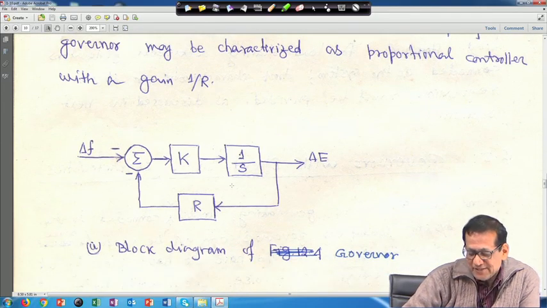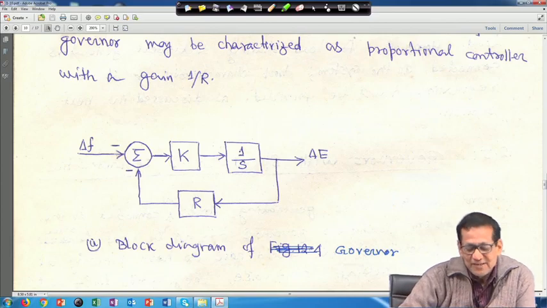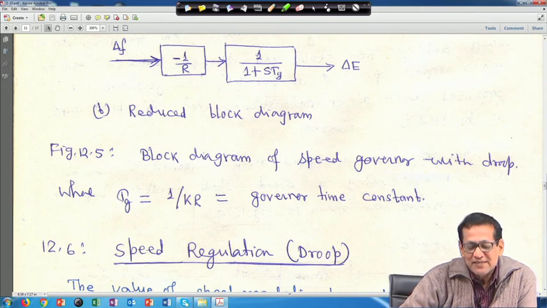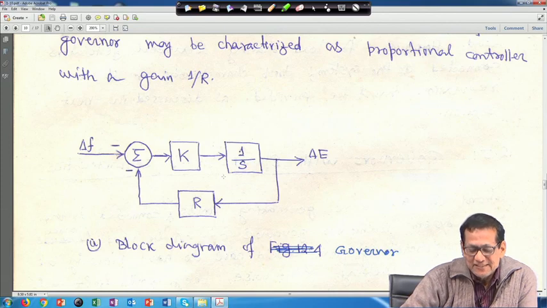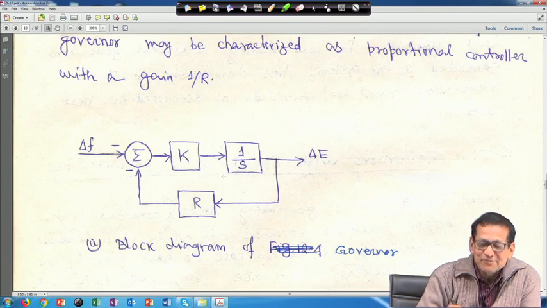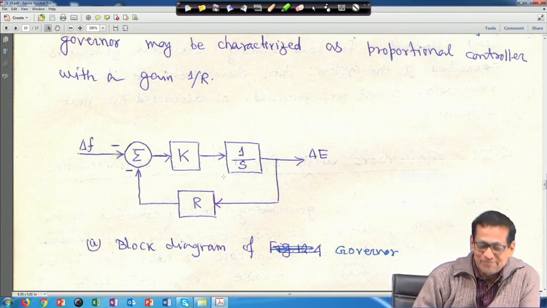So, this is simply the block diagram of the governor. If you simplify this block diagram, it will come out like this: delta f, then 1 upon R, then 1 upon 1 plus s T_G, giving delta E, where T_G is equal to 1 upon K R, the governor time constant. You can simplify this yourself, the same way you did output by input for block diagrams in control systems. I have not done it here because it is a small thing.